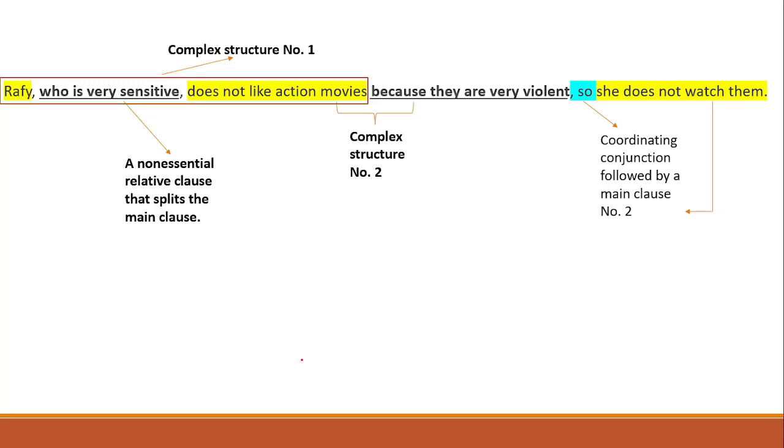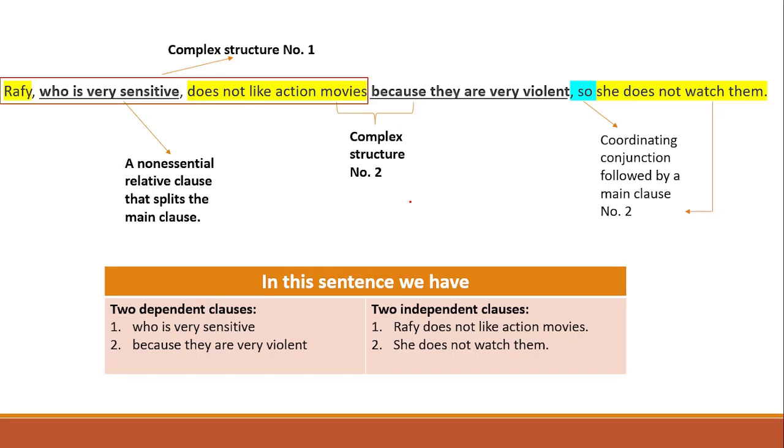Now check your understanding. This sentence is a bit harder. It's even more complex because it has two kinds of subordinate clauses. The non-essential relative clause, who's very sensitive, this one, and because they are very violent, this is another dependent clause. And it also has two main clauses. Rafi doesn't like action movies and she doesn't watch them. Now pause the video and compare your understanding to this analysis.